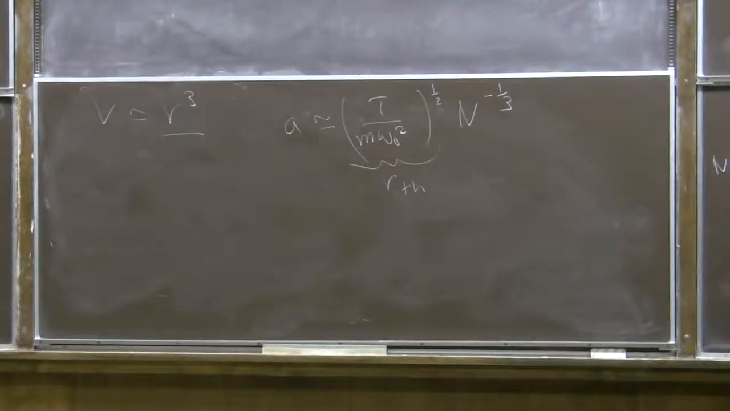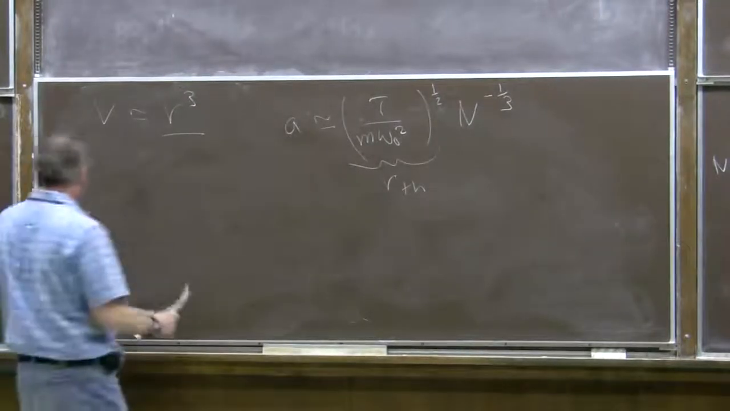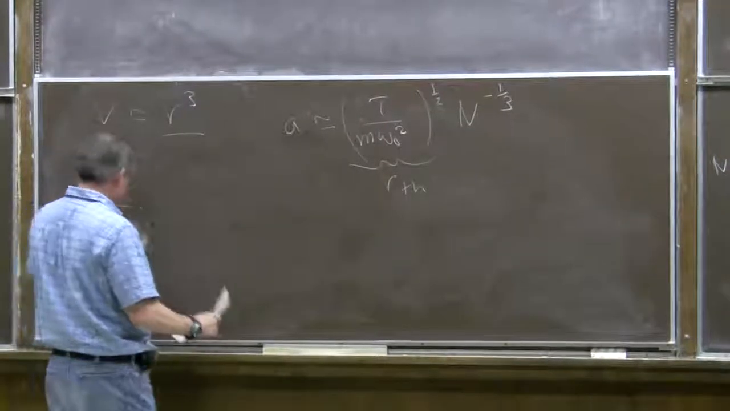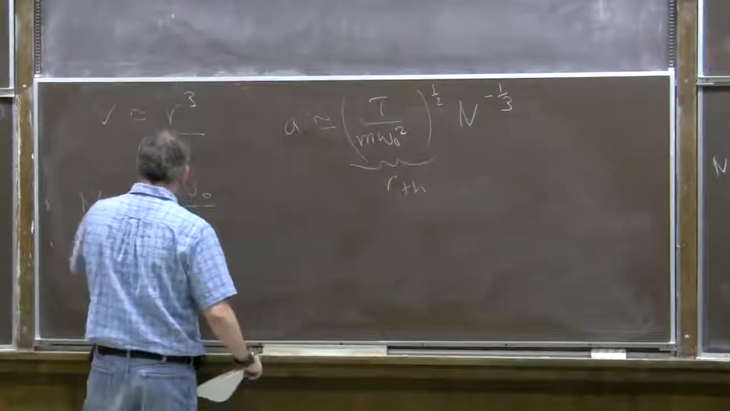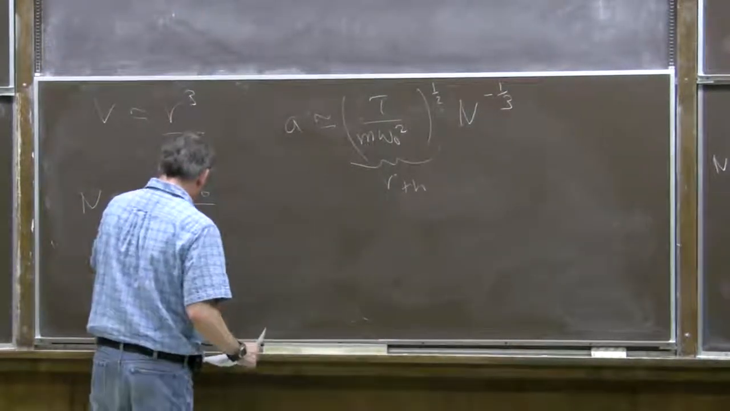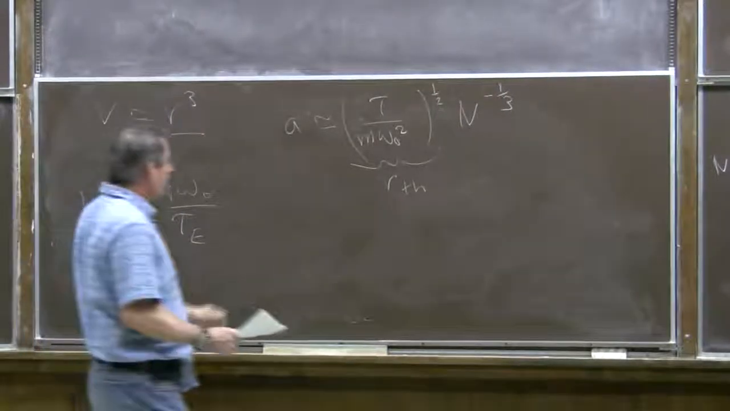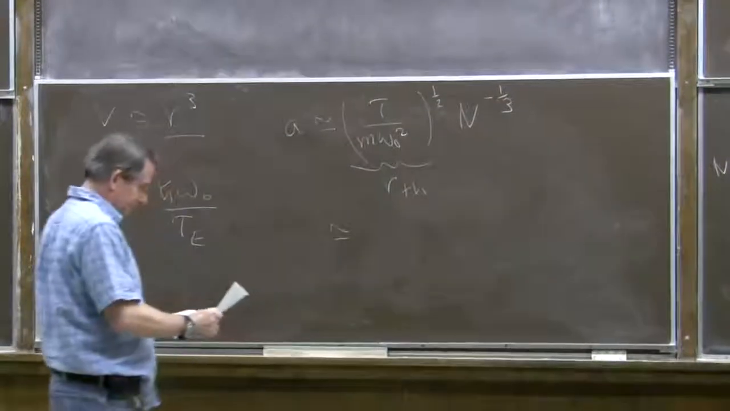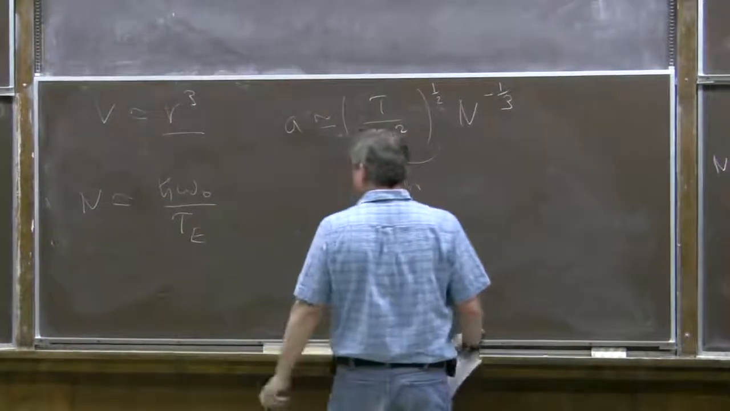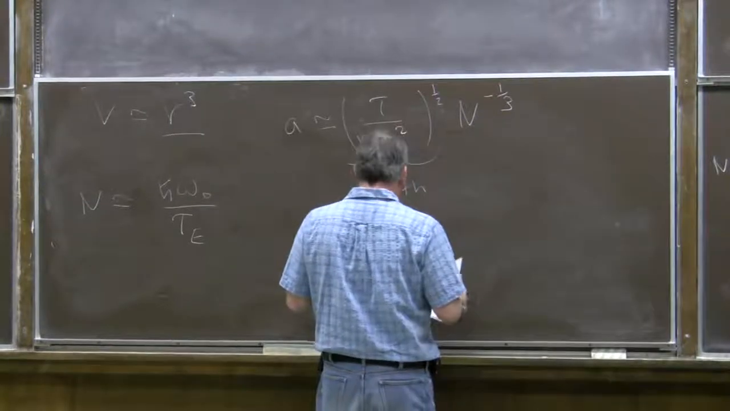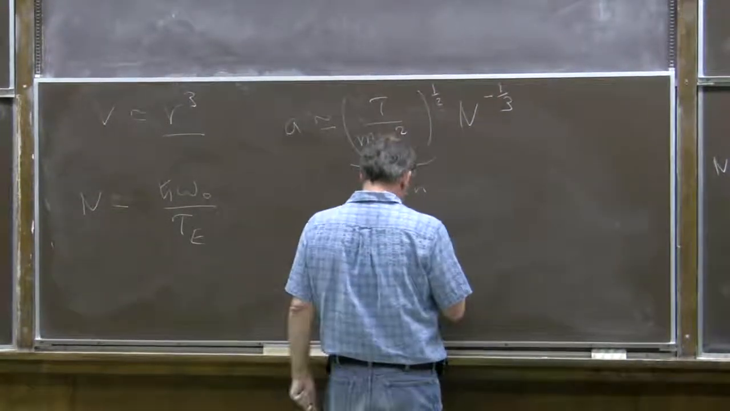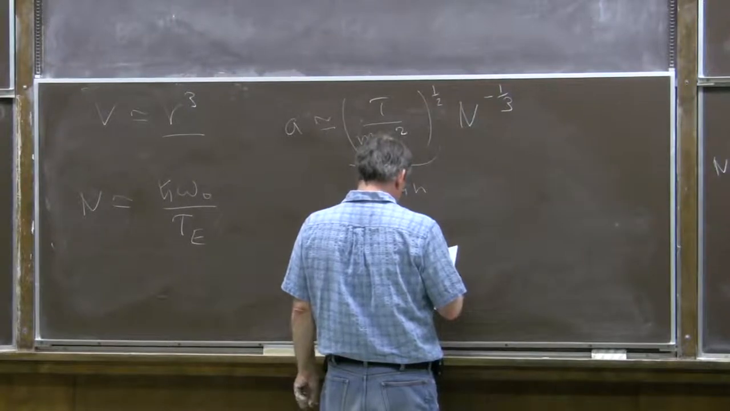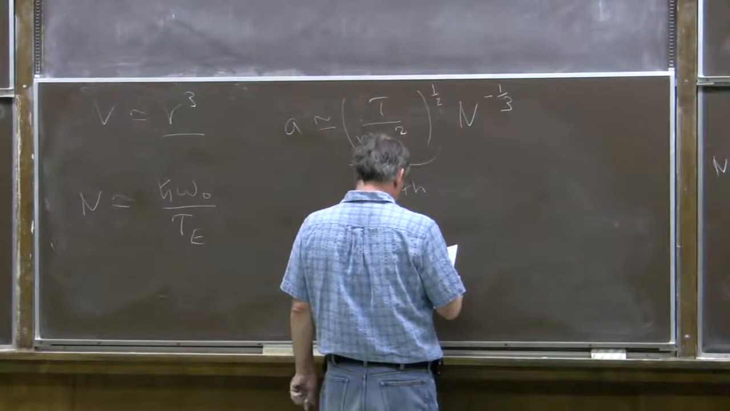It's here. I won't worry about the 0.94. But the number of particles, if I express it in terms of the Einstein temperature, is h bar omega naught divided by tau Einstein. So that means I can write this interparticle spacing in terms of the temperature as... that's not right.